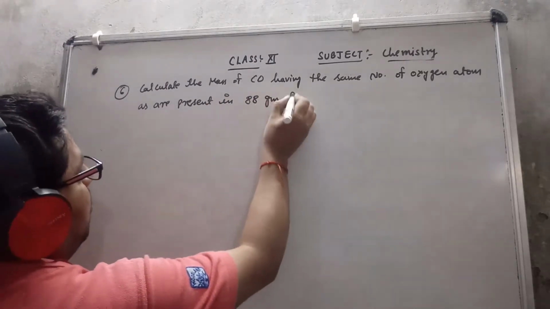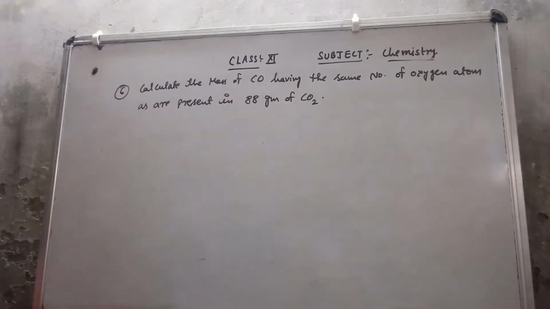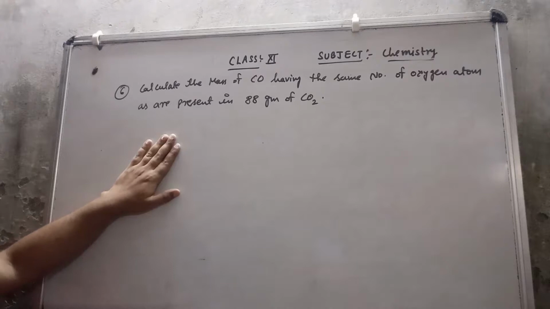88 gram of carbon dioxide. That means I want to find out the mass of carbon monoxide having the same number of oxygen atoms which are present in 88 gram of carbon dioxide. So first of all, I want to find out the number of oxygen atoms which are present in 88 gram of carbon dioxide.